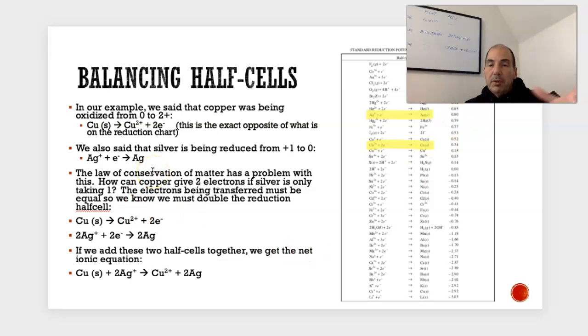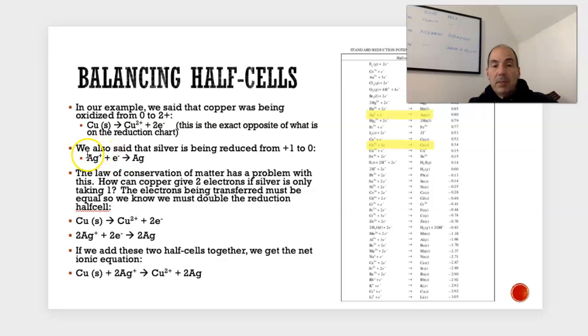But when I go to put them together, because two halves make a whole, if I want to look at the whole cell or the whole reaction, I need to make sure that the electrons are balanced. So if there's 2 electrons being transferred by copper and 1 by silver, that's a problem. The law of conservation of matter would have a problem with how can something give off 2 electrons but something else only take on 1? We're losing electrons. Electrons are matter. No good. So what we have to recognize is that they have to be balanced.